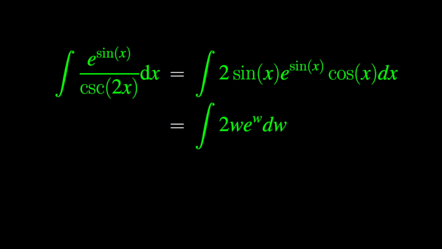So the integral of the fraction exponential of sine of x over cosecant of 2x dx, becomes the integral of 2 times sine of x times exponential of sine of x times cosine of x dx. Which can be simply written as the integral of 2w times exponential of w dw. This version of the integral is naturally simpler than the original version.